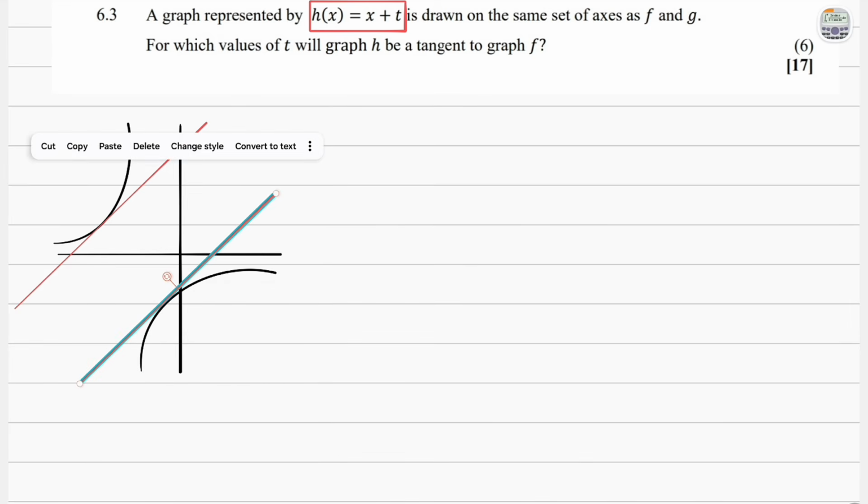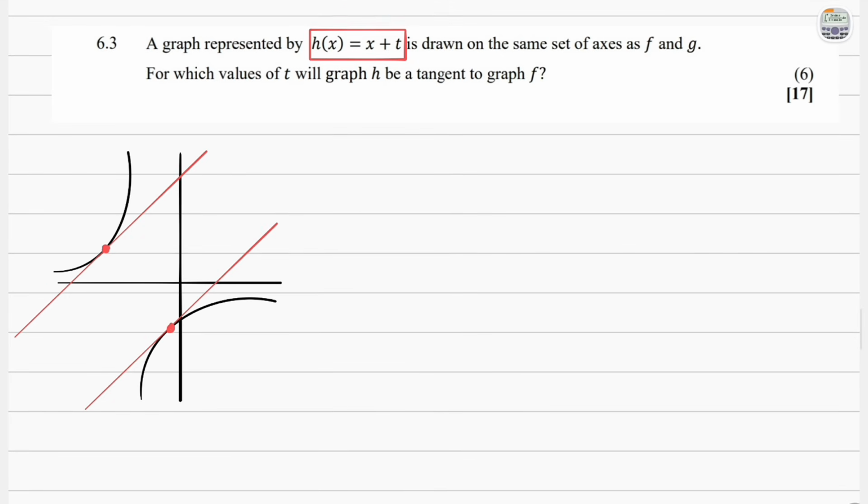Okay, so there's two possibilities, and it will still maintain that gradient that it has of 1. So how can we actually find out the value of t for which it will be a tangent? Well, what happens when it's a tangent? It intersects the graph of f. That's what it's doing. So we can make f of x equal to h of x and then find out the values of t for which this graph is going to intersect the graph of f once. And we can do that by manipulating the discriminant.